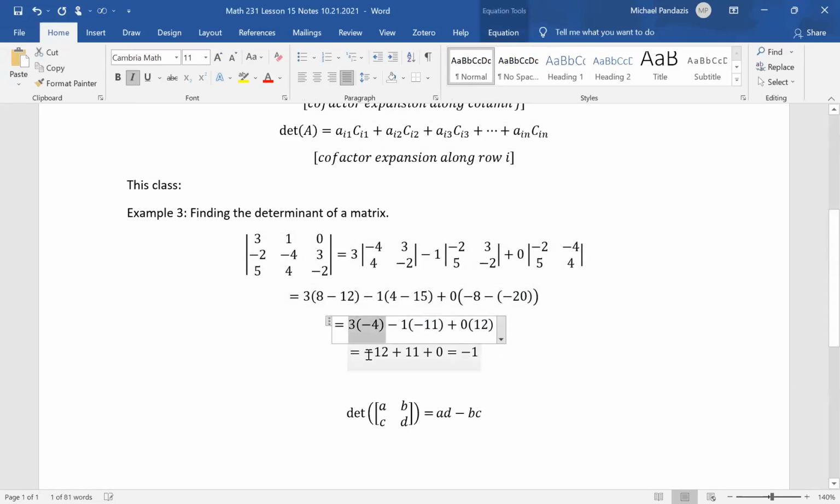3 times -4 is -12. -1 times -11 is plus 11. And 0 times anything, 0 times 12, is 0. And so you get -1. So we found the determinant of this 3 by 3 matrix is -1.